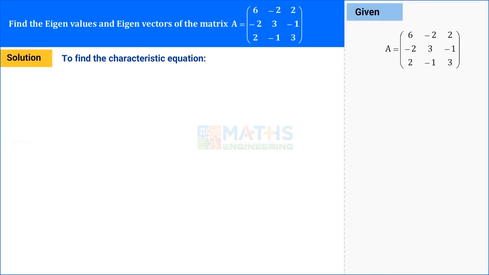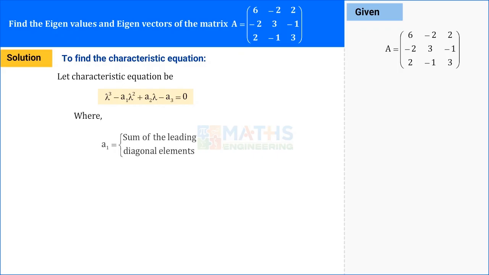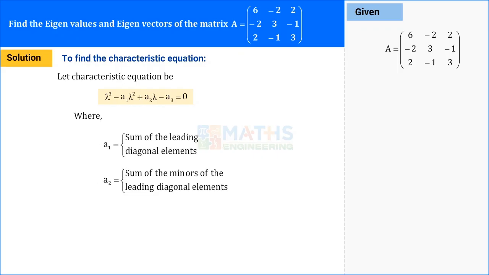For this, we need to find the characteristic equation. What is the characteristic equation of a 3 by 3 matrix? Lambda cube minus a1 lambda square plus a2 lambda minus a3 is equal to 0, where lambda is the variable, and a1, a2, a3 are constant coefficients. Here are the formulas to find these a1, a2, a3.